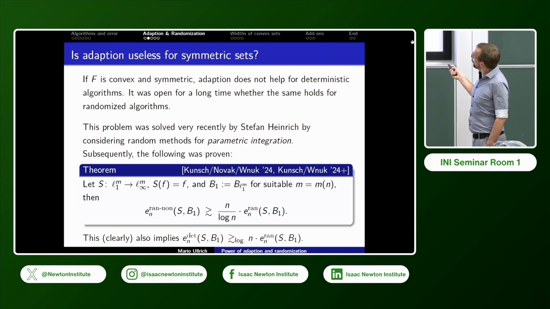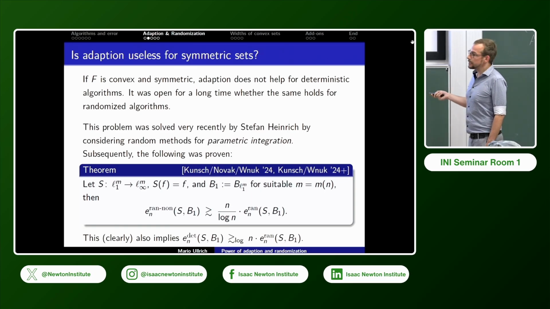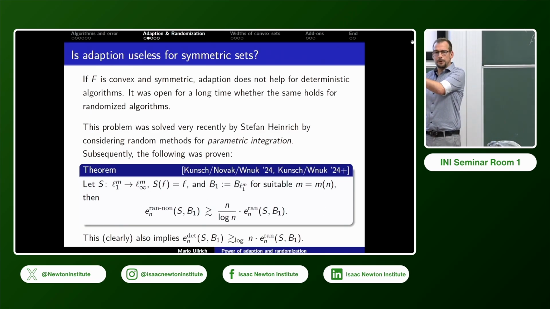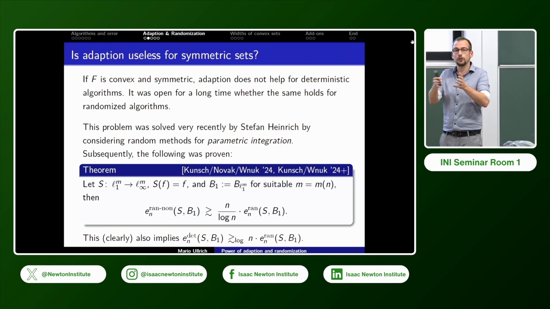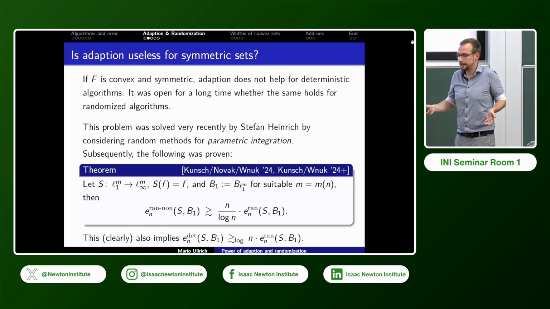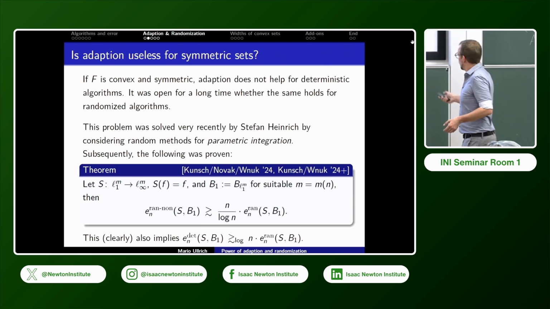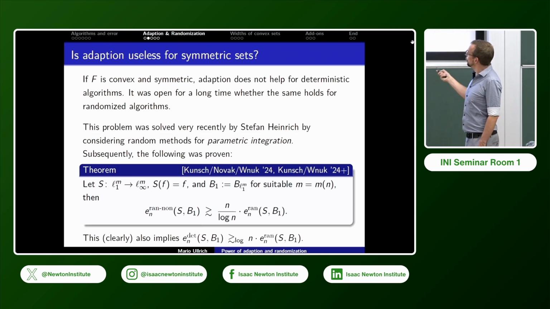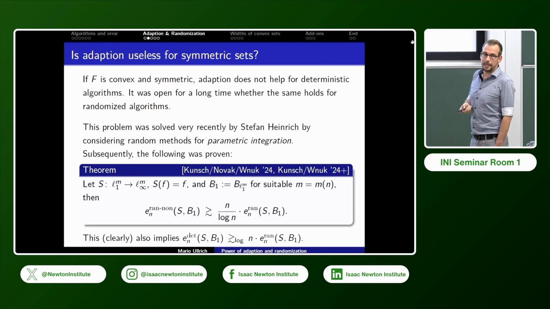Yes, and it was open for quite some time if the same holds for randomized algorithms. And this was very recently solved by Stefan Heinrich in a series of impressive papers. He was basically considering random methods for parametric integration, which means you integrate a function, but there is a parameter inside. And now you want an algorithm that gives you an output that is good for all these parameters. I think it's a natural problem, never studied before. And he proved that in the randomized setting, adaption might help.